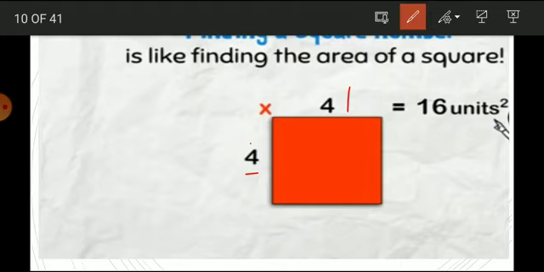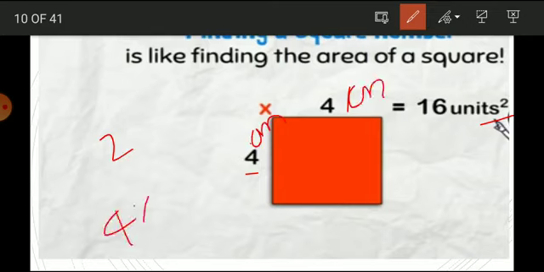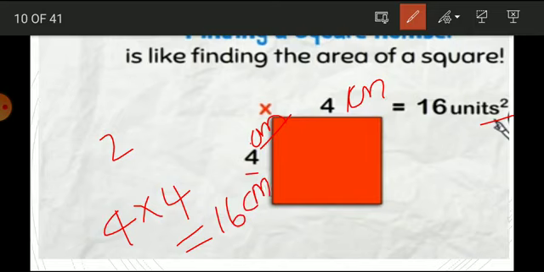Here we can use one method. What's that? If we want to find the area of any shape, we should use the square term. Now I want to take 4 centimeters, and here also 4 centimeters, so we multiply 4 into 4. 4 4s are 16. So what's the unit? That is centimeter. If we want to find the area, we put the square term above the centimeter.